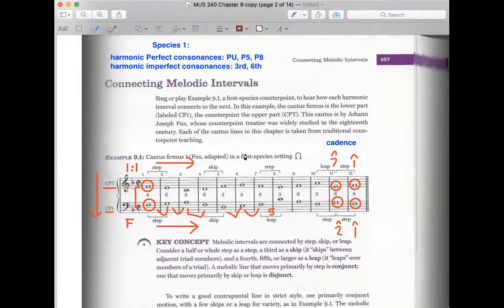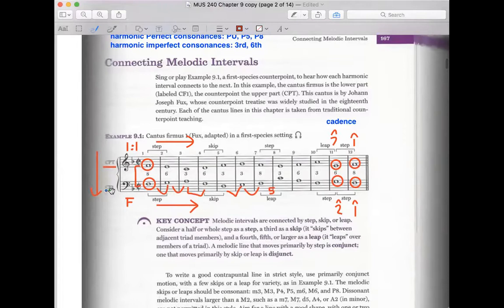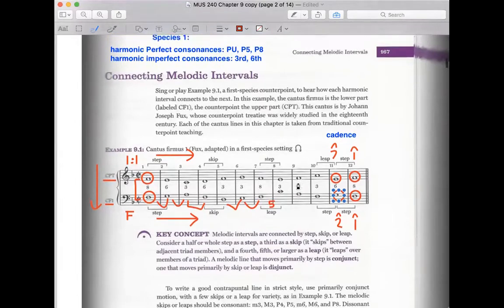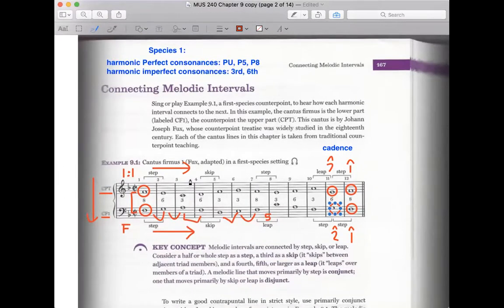Okay, so hang on to these basics. We looked at Cantus Firmus, counterpoint, how to end in the counterpoint and in the Cantus Firmus. We looked at horizontal versus vertical motion. We also saw what are the allowable intervals, the harmonic intervals between the low voice and the high voice, and we said they must be consonant. They can be perfect and they can be imperfect.